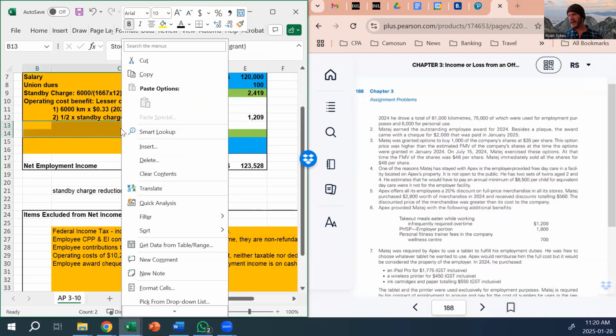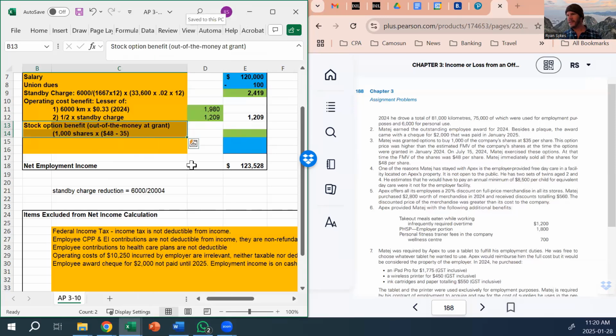I think I kind of went ahead and did some of this already. There it is. We've got a stock option benefit, right? These shares, as stated, were out of the money at grant date. We've got 1,000 shares times 13 bucks a share, which is 48 minus 35. If we do the math, 13 times 1,000, guess what? It's $13,000. So there's your 13 grand, and that's a benefit. It's an employment income inclusion. This guy has a benefit because he got to buy stuff for cheaper than everybody else could potentially buy it. So this is nice for this individual.